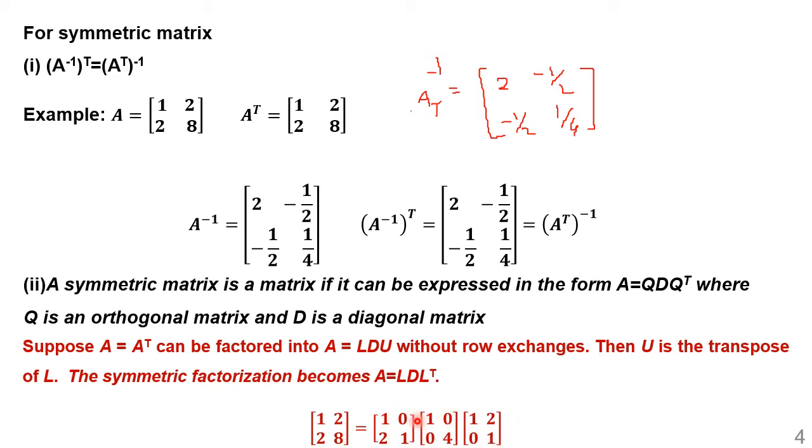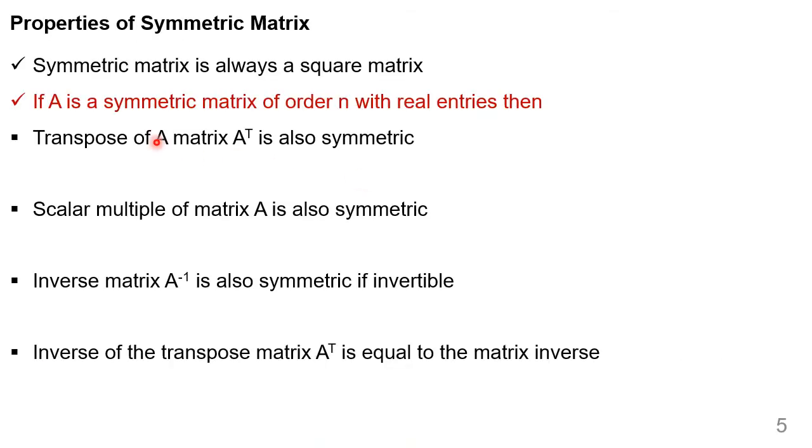Here, remember, these are not the eigenvalues. The diagonal matrix is not formed by the eigenvalues. Let us try to summarize the properties of symmetric matrix. A symmetric matrix is always a square matrix. If it's of dimension n cross n, then it is an n cross n matrix. If A is a symmetric matrix of order n with real entries, then we need to prove all these properties listed below.